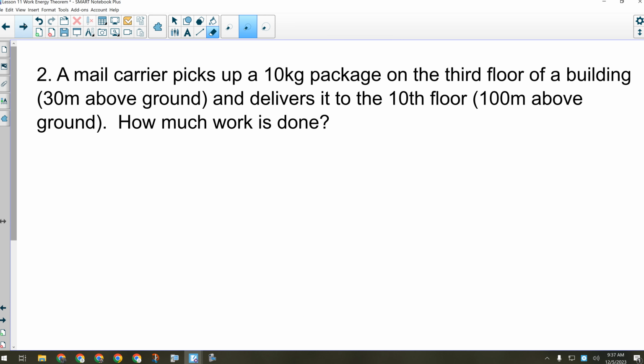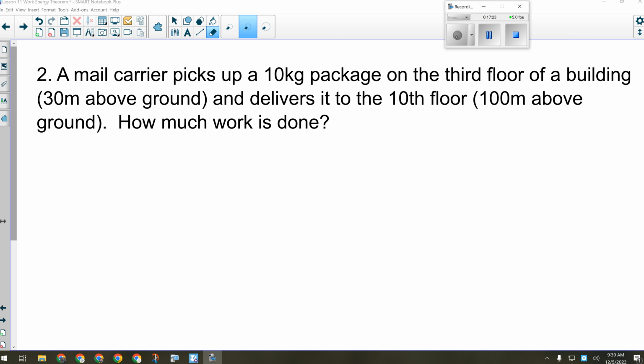Write this one down. This one is different from the last two. Because the last two were about kinetic, this one's about potential. I'll give you a few minutes to write that one down, then we'll walk through it.